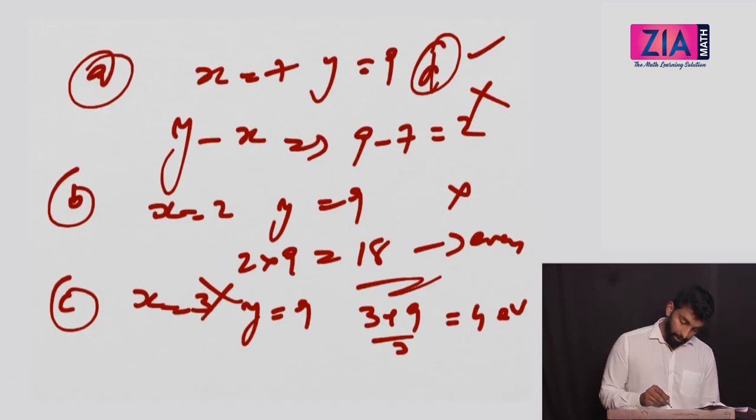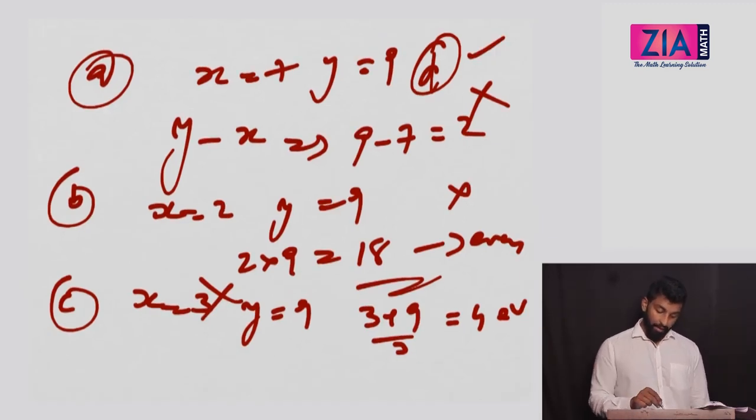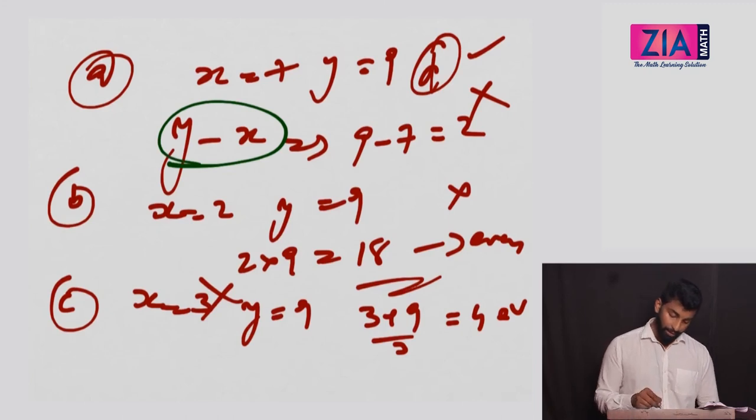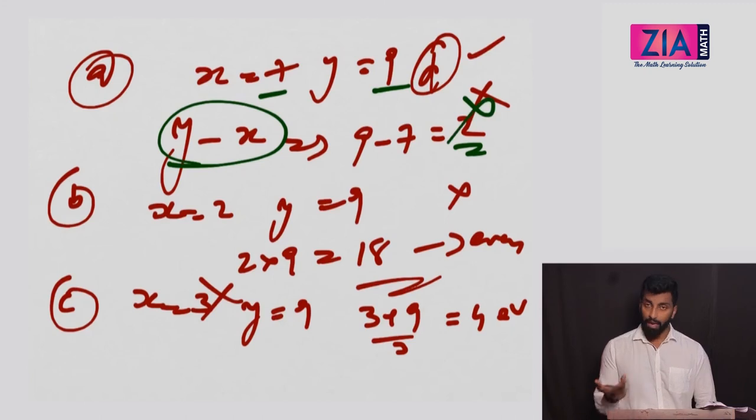I am just substituting different values. Here y minus x is what I need to find out, so I just assume the values 9 and 7. I got it as 2. 2 is an even number, so that is eliminated. What they are saying is it cannot be an even number, but we got an even number, so that cannot be our answer.